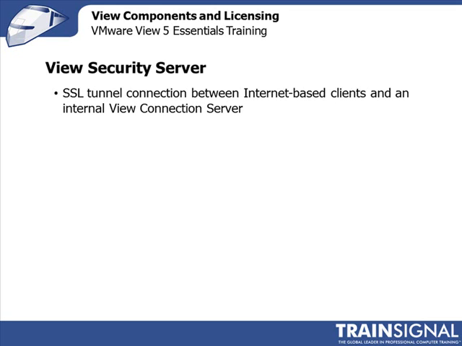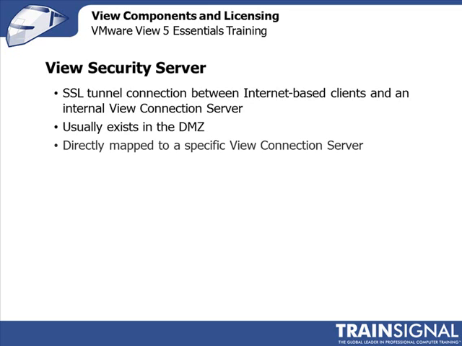So it almost acts as an SSL VPN, if you will, from a client based outside of your internal network to be able to connect into the virtual desktop internally in the data center. Now, usually the security server will exist in the DMZ for best practices, and you'll want to keep it there and open up ports only to 443 to it, and then back to the connection servers internally.